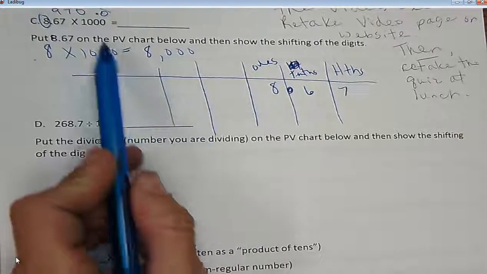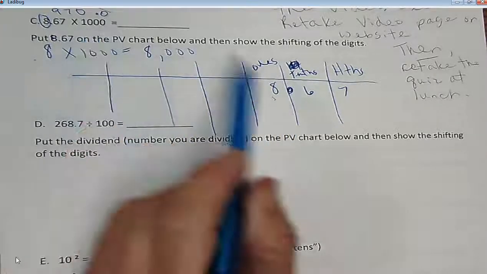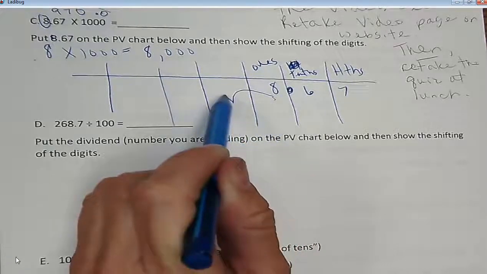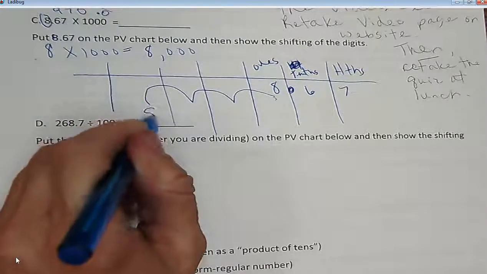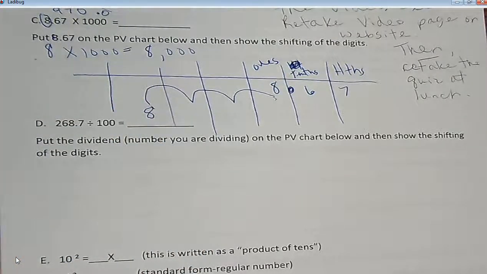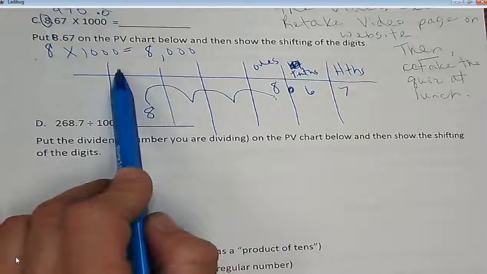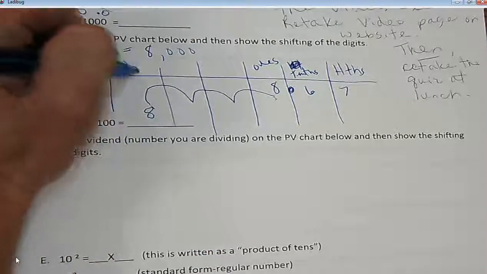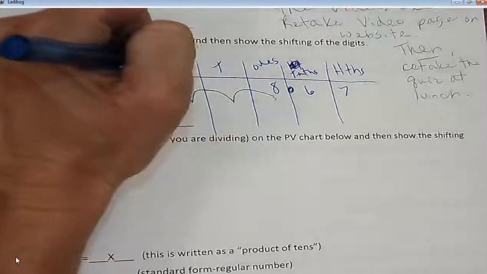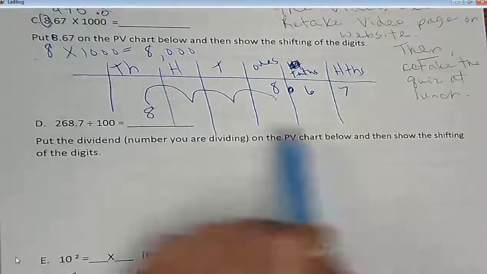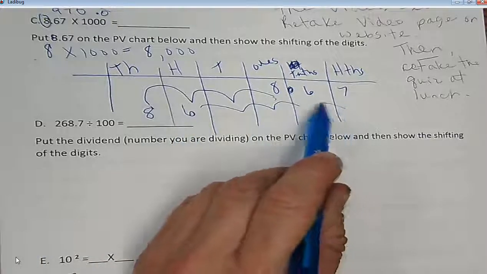Alright, times 1,000, every 0 you have is how many times you shift. Times 10, times 100, times 1,000. And let's see where the 8 ended up. Ones, tens, hundreds, thousands. 8 times 1,000 is 8,000. The 6 shifts 3 times. 7 shifts 3 times.